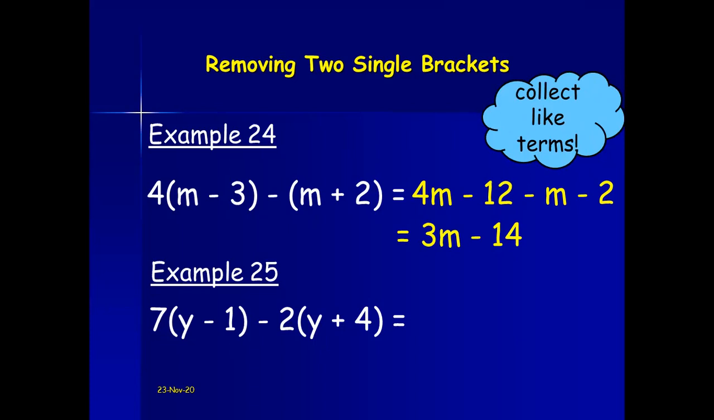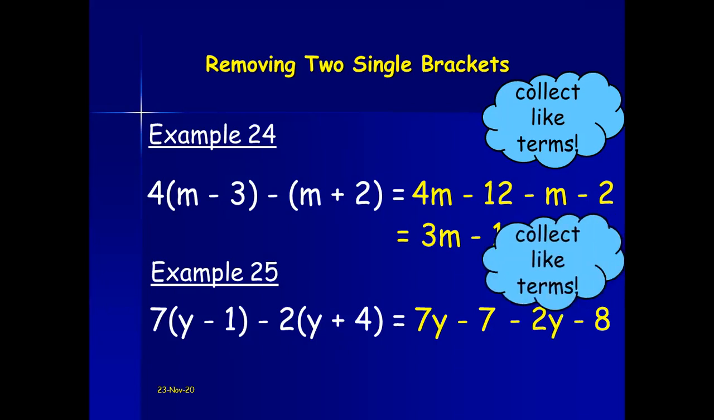Okay, example 25. So the negative sign or the minus sign gives me two different terms. The first term, I'll multiply 7 by (y minus 1). The second term, I will multiply negative 2 by (y plus 4). So 7 multiply y, that's 7y. 7 multiply negative 1, that's negative 7. Okay, the second one, negative 2 multiply y, that's negative 2y. Negative 2 multiply 4, that's negative 8.